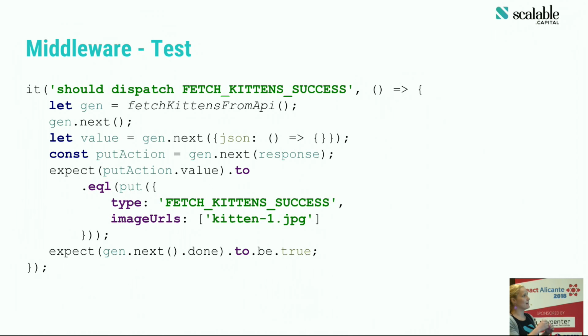So basically, I say, fetch kittens from API. I'll go to the first yield, not resolve it, but just go there. In the next step, I resolve it. Remember, we would then take the JSON, call the JSON on the response, and would then actually match it. And then we would verify that the put action was called with the correct object and verify that nothing else happened here.